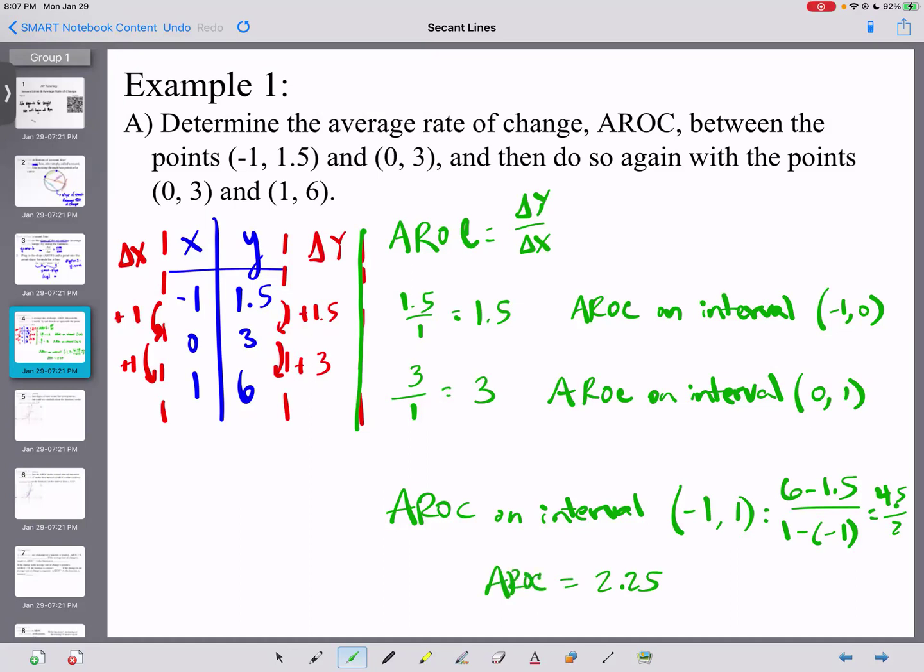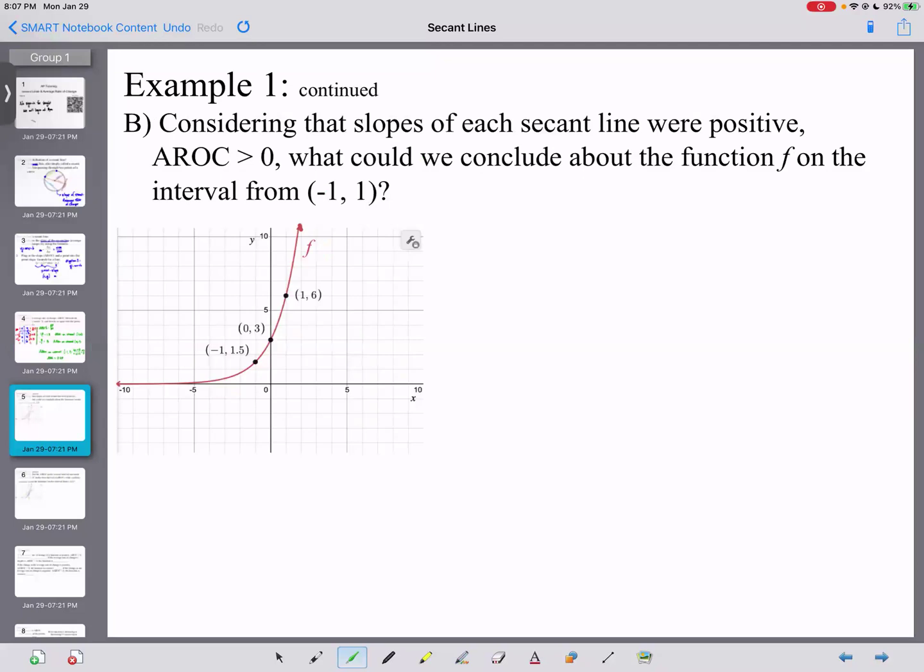So what do I want to determine from that? What's important for you to be able to determine from those values is this: since the slopes were positive, we're going to have an increasing function. So right here, I've now thrown in the graph. You didn't have the graph before, but as you can see, these points here are the same points from part A. Since the AROC was positive, this is an increasing function.